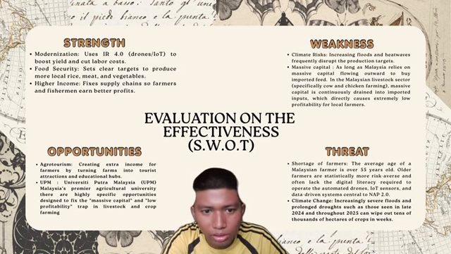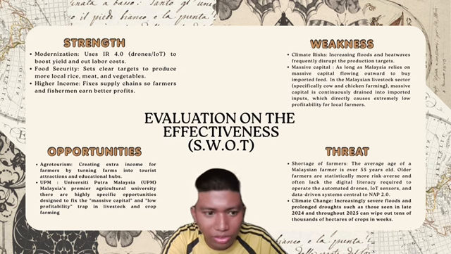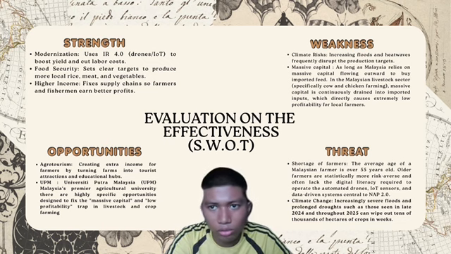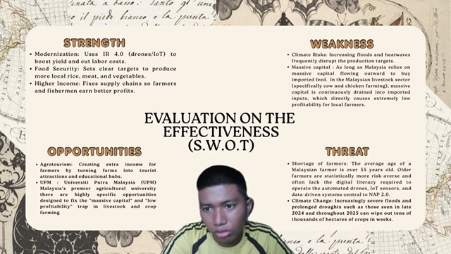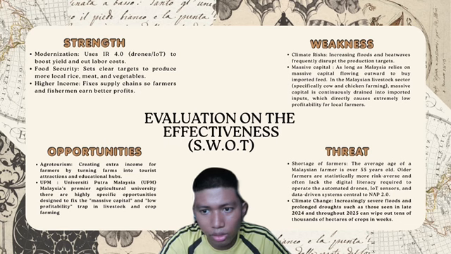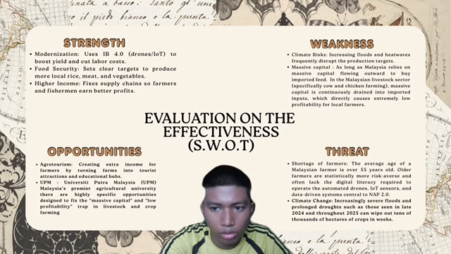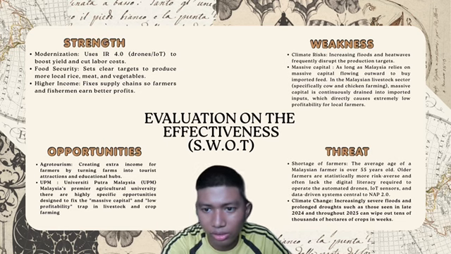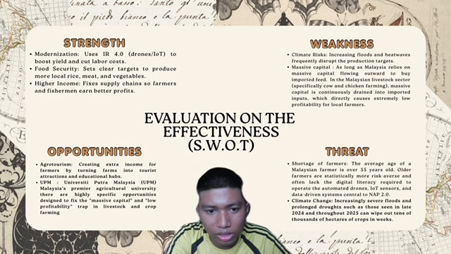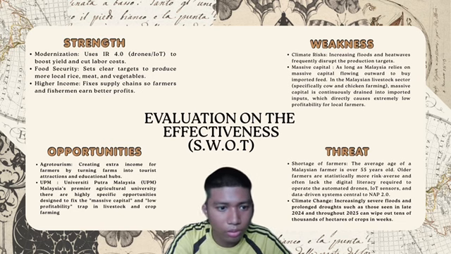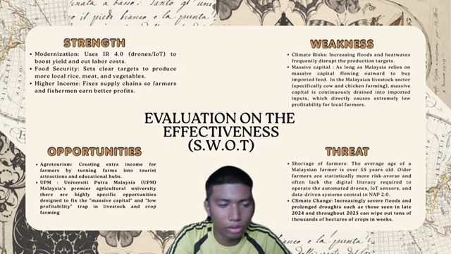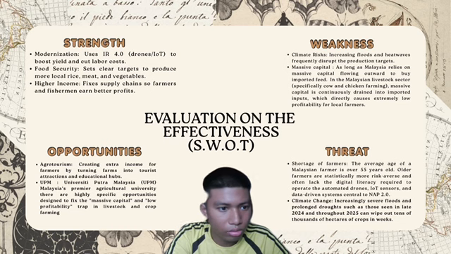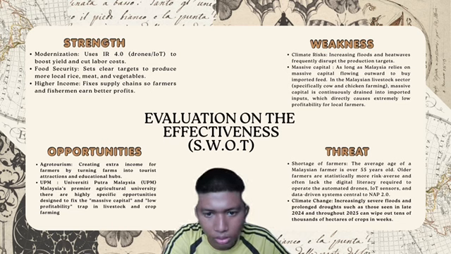And next is UPM. Government made UPM, University Putra Malaysia, Malaysia's premier agricultural university. There are highly specific opportunities designed to fix the massive capital and low profitability trap in livestock and crop farming. UPM used to be named University Pertanian Malaysia. So UPM increases job opportunity, especially for farmers, by introducing agriculture courses. Because the younger generation nowadays doesn't really know about the agriculture subject, it can increase job opportunities at the same time for the future of the country.